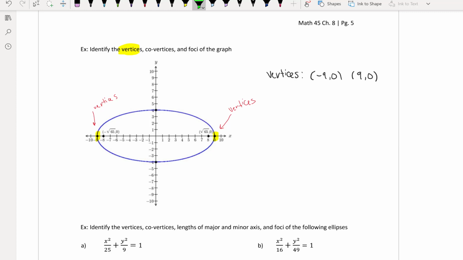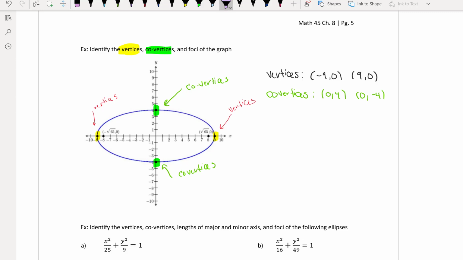The next thing that we're going to think about is the co-vertices. The co-vertices are going to be along the opposite axis. So that's here. So those are your endpoints, okay? So you're going to have your co-vertices at 0, 4 and 0, -4.